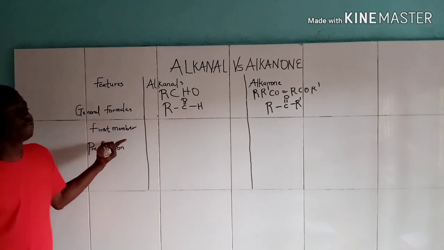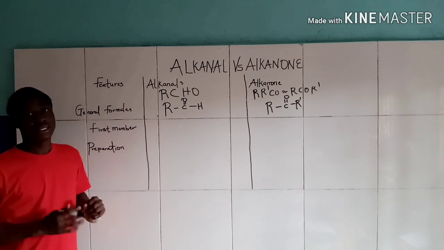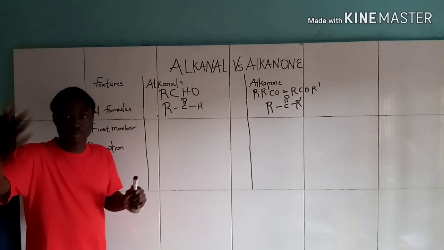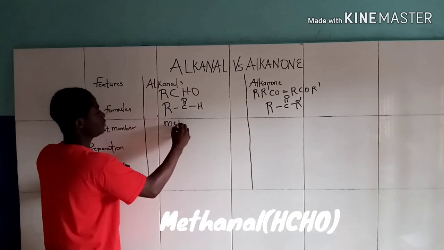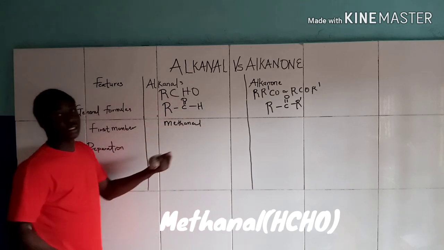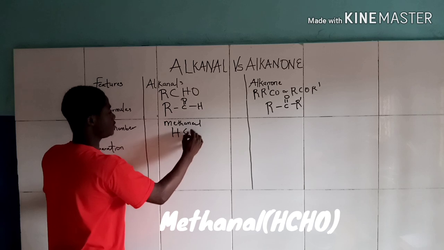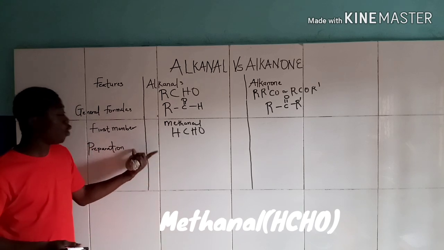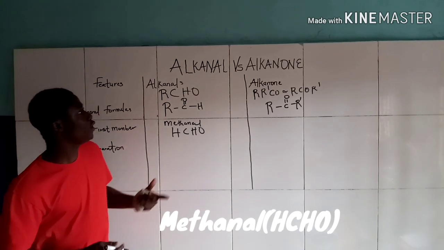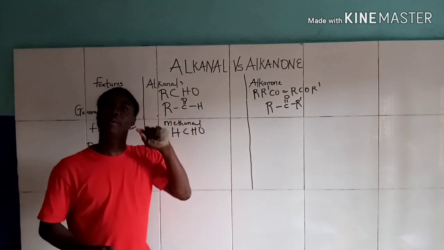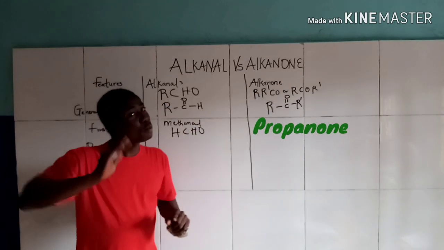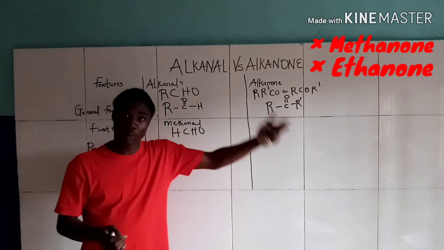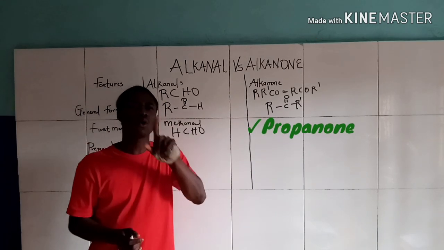Now, moving over to the first member of this group of compounds, they are called carbonyl compounds. You can see here that the first member of alkanals is called methanal. The chemical formula of methanal is HCHO. This is the first member of the alkanals. Going over to alkanones, the first member of alkanones is called propanone, not methanone or ethanone. It is called propanone, whereby propanone is also called acetone.